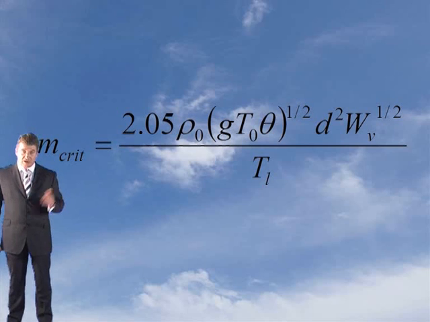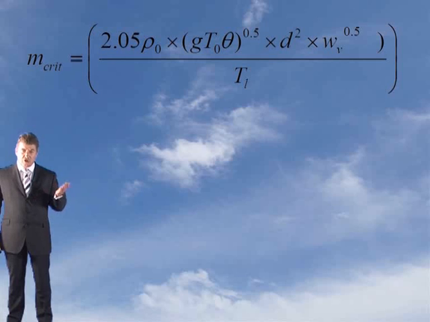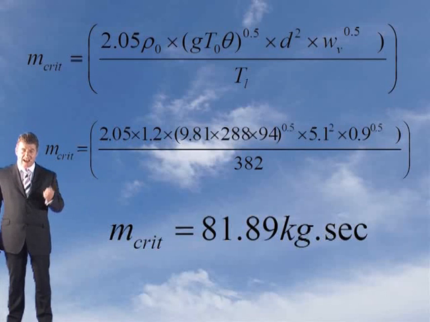In this case, clearly, based on the fact you only need 3, they're going to be more than 2 metres from the edge of the reservoir, and this is the formula you are going to apply to work out the plug holing requirements. MCrit equals 2.05 times rho 0 times g prime theta to the power of half, or the square root, D squared WV to the half, all the whole lot divided by TL. If you'd put in your known variables, you'd have got an MCrit of 81.89 kilograms a second. So if more than 81.89 kilograms a second is being extracted out of any one ventilator, it will plug hole.